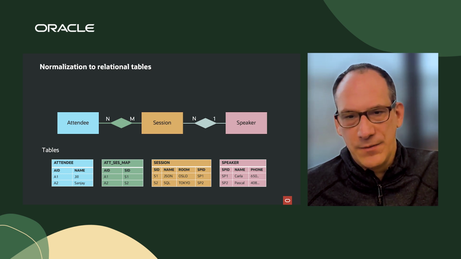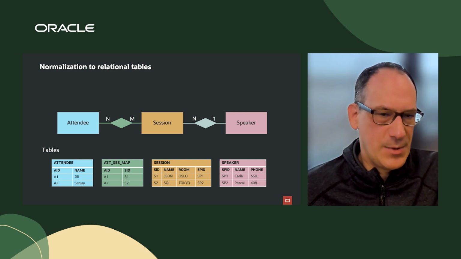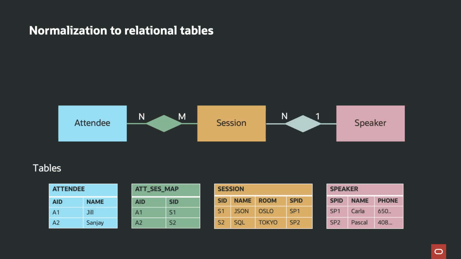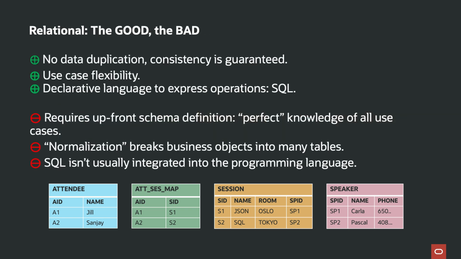So many of you may have done this a lot of times, maybe every day. It's almost mechanical that these entities translate to tables. So we have 3 entities. Why do we have 4 tables? Well, this is because of this many-to-many relationship table. Now, this model, the relational model, has a lot of good properties. You don't have to duplicate data. And because of that, the consistency is guaranteed. If you only store every value once, it's guaranteed to be consistent.